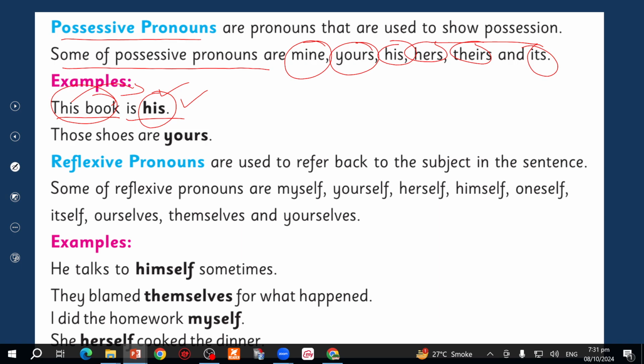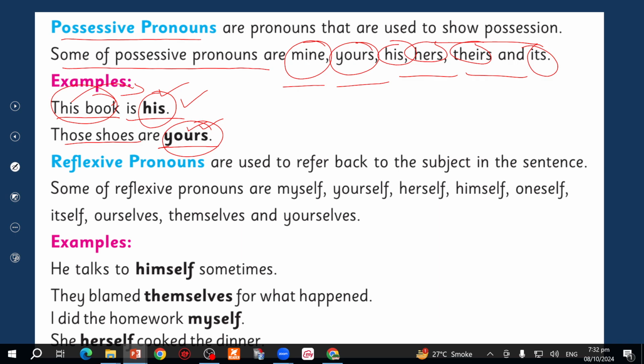These shoes are yours. It means we are referring to the second person, and yours is showing possession. This book is mine. That bag is hers. That car is theirs. So we are actually showing possession of different pronouns with different things and subjects.